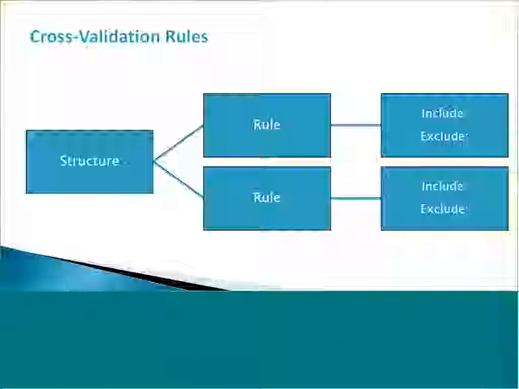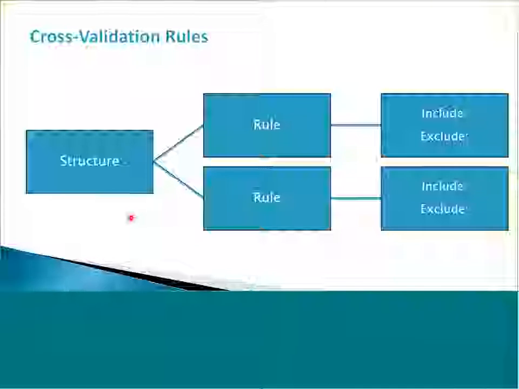So let me explain this hierarchy a bit. At the structure level, you have to enable the use of cross-validation rules. Why is this done at the structure level? Because these combinations are determined by our chart of account structure. When I say structure, I mean a chart of account structure, because the combinations that you are able to make are determined by your chart of account structure and the segments that are contained in this structure. So you have to enable cross-validation rules at the structure level in order to use them.